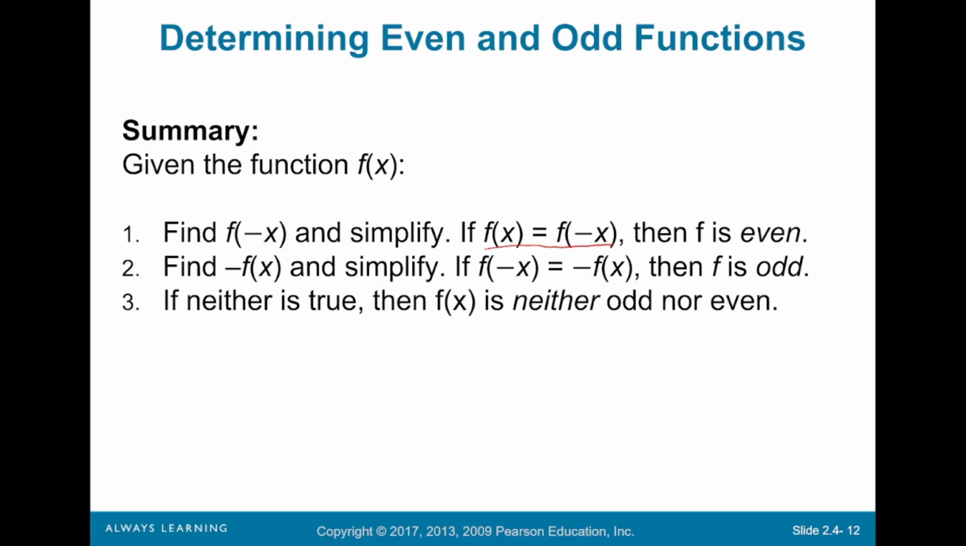If so, it's even and you're done. Next, find negative f of x and simplify it. And then check, does f of negative x from part 1 equal negative f of x? So notice in the first part, we put a negative in front of the x. And in the second part, we put a negative in front of the entire function. So you check if those two are the same. If neither of those things are true, then it's neither even nor odd.